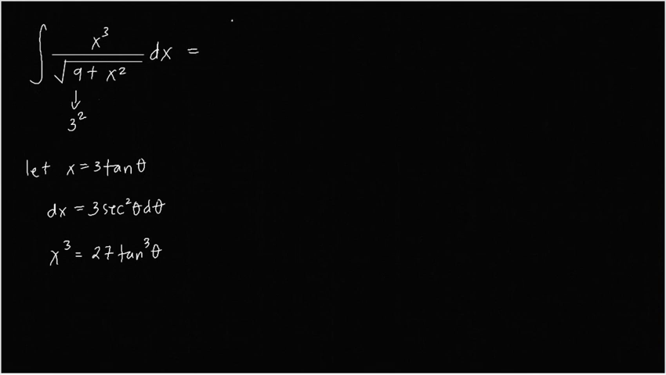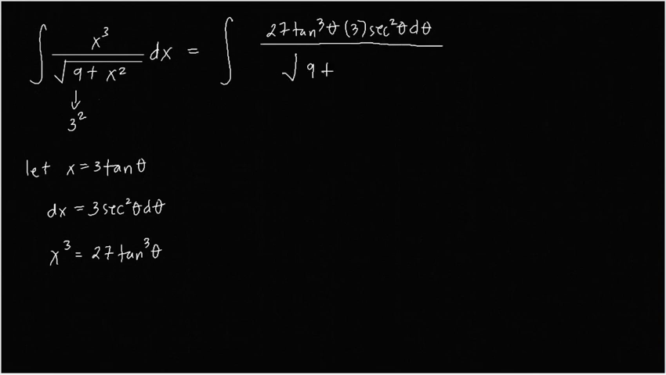Right? So let us substitute everything. So x cubed is 27 tangent cube of theta, then dx is 3 secant squared of theta d theta, then this will be divided by, okay, let's fix our long fraction bar, this will be divided by the square root of 9 plus x squared, which is equal to 9 tangent squared of theta.